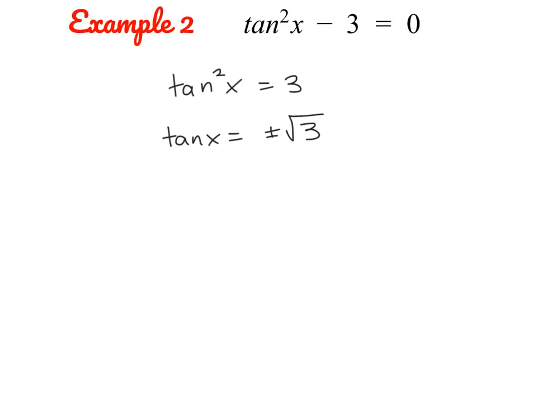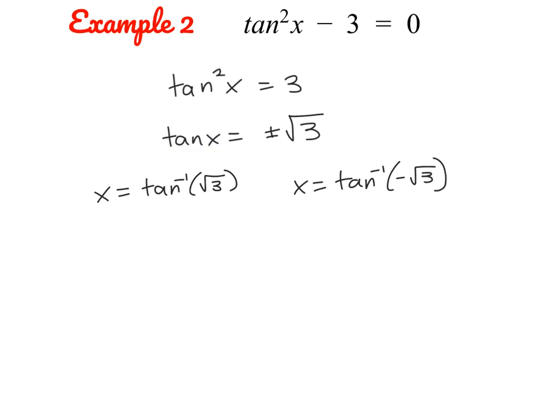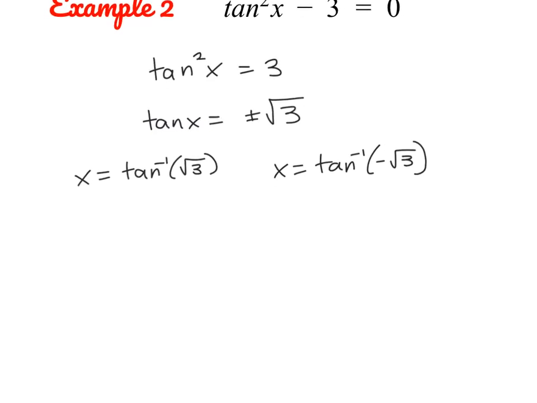Now we would set up two separate equations here. We would have x equals the arc tangent of positive root 3, and x equals the arc tangent of negative root 3. I want to remind you that the range of arc tangent is from negative pi over 2 to pi over 2. So this inverse function should only give us one angle. This would give us pi over 3, and this would give us negative pi over 3.